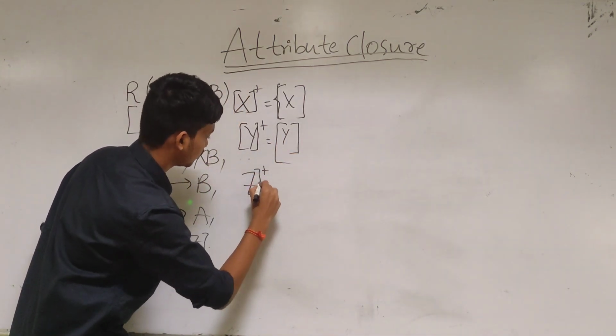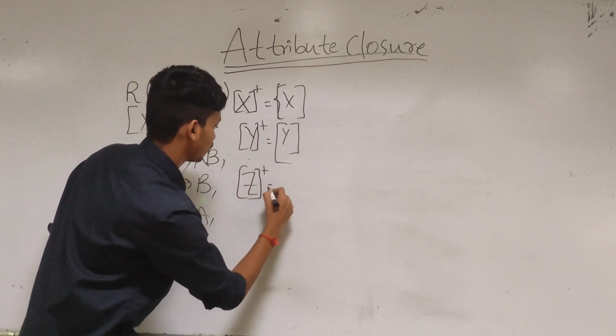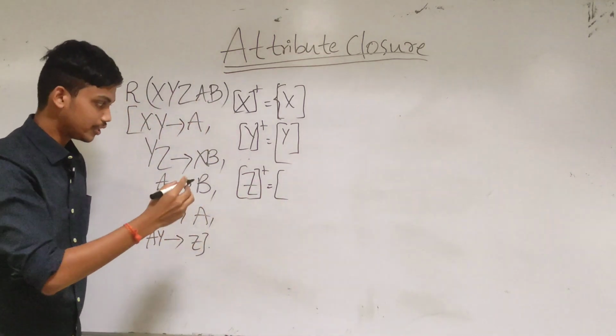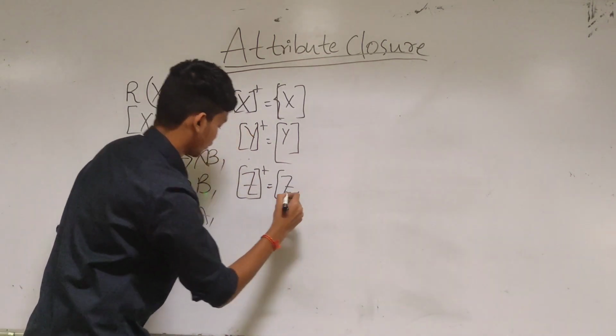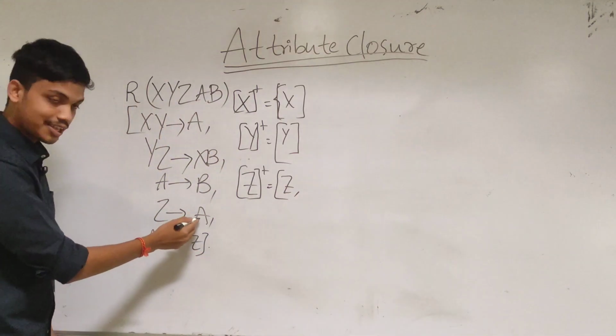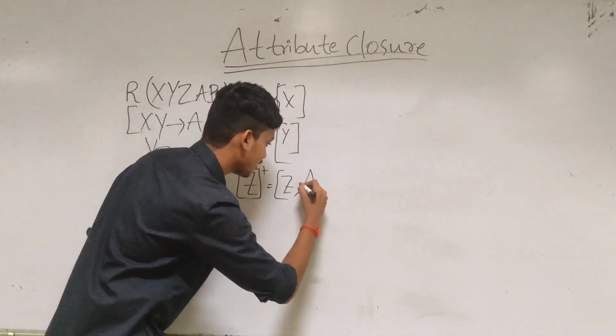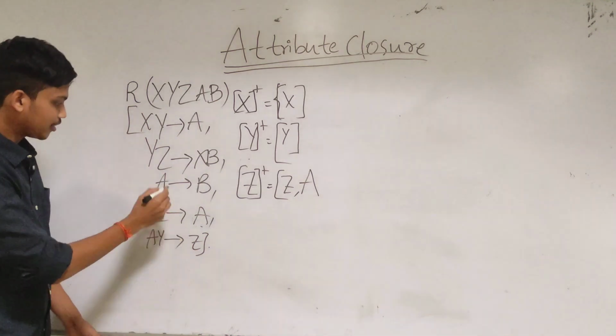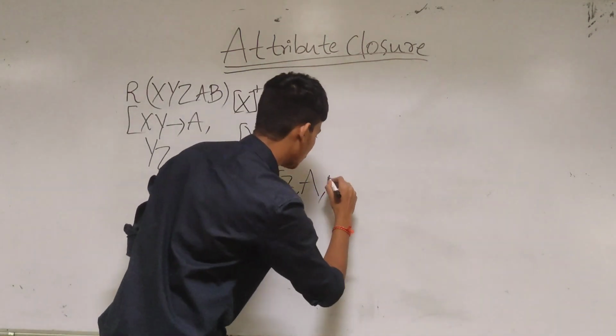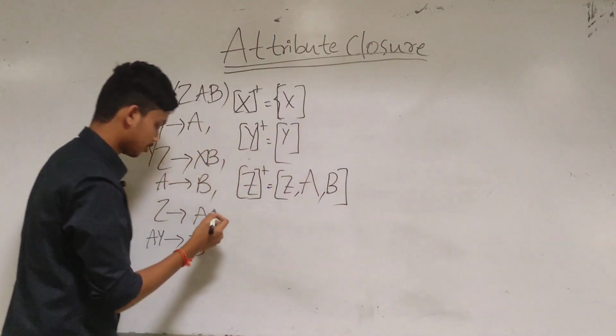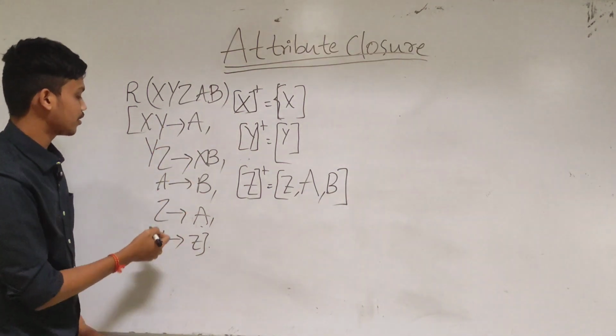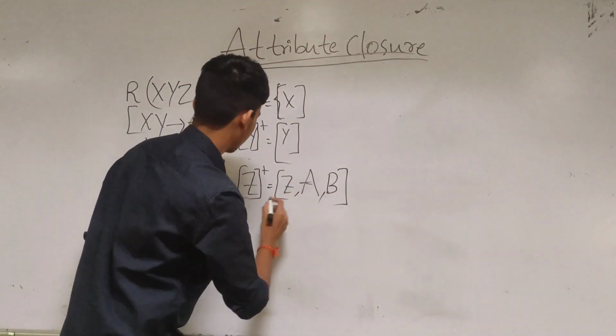Now we can do the Z closure. With the Z closure we can get Z, and with Z we can derive A, so we need to write A here. With A we can derive B, so B should be included here as well. With B we can't derive anything else, so this is the answer.